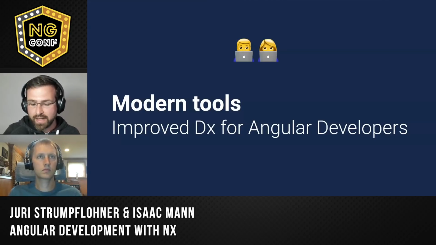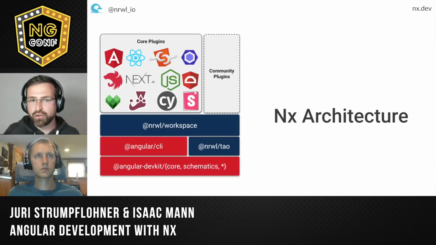Another point is modern developer tools. That's actually one of the main points we try to do with NX. We try to provide the best DX we can. And so here, just to begin with, this is an architectural overview of how the NX ecosystem looks.